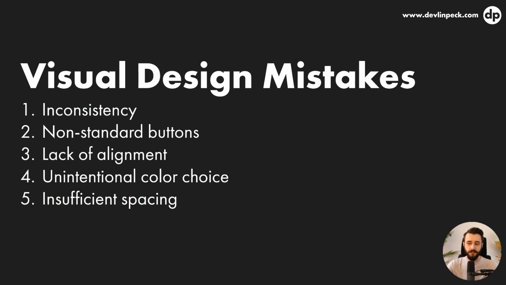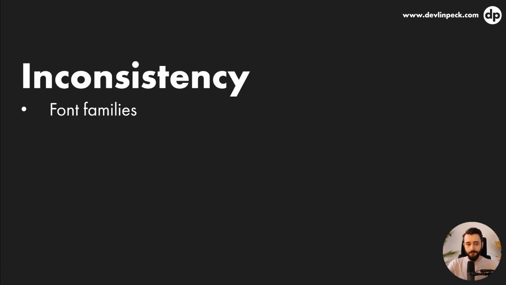The 5 mistakes we're taking a look at are inconsistency. Again, this is probably the most important one. Non-standard buttons, lack of alignment, unintentional color choices, and insufficient spacing. So we'll start with inconsistency, and I have a lot of examples here.